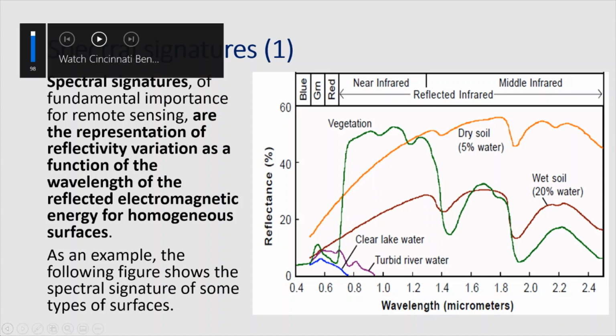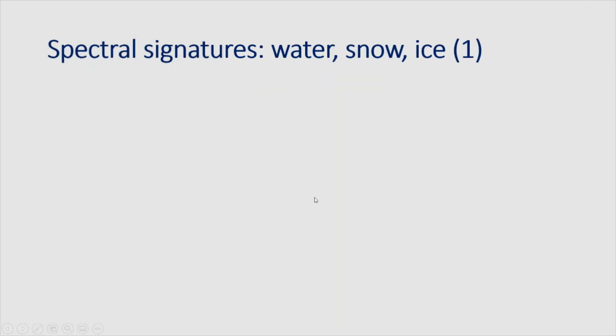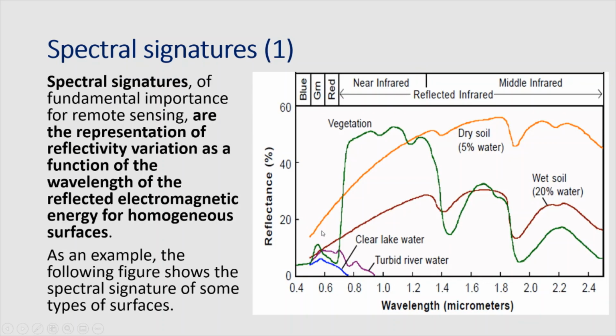So for example, when we take into consideration the water, the blue one, the reflection is very low for all the bands. And you see that away from the visible, the surface is a very good absorber.